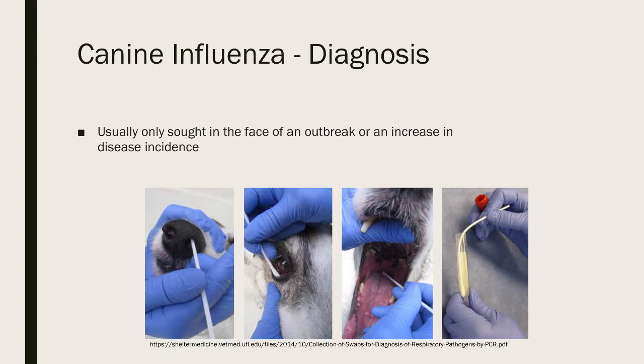So we've got nasal swabs. They can do a swab of the conjunctiva, because a lot of times you'll have virus secreted there, in the oropharynx, so in the back of the throat, and then you send it off and they'll do PCR testing.